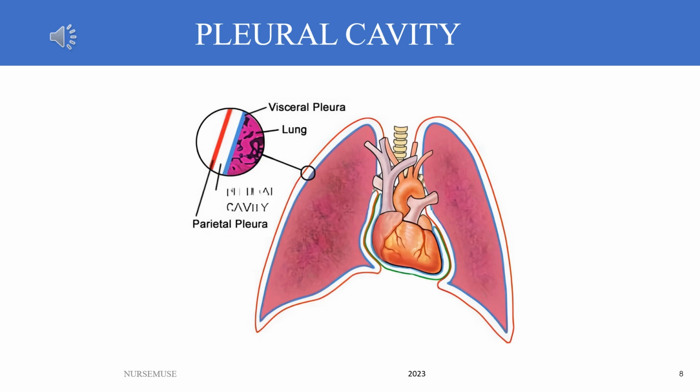Just to give you another visual of the lung and the lung spaces that we're talking about. So that purple part is the lung, the blue lining is the visceral pleura, and then we have the parietal pleura. And so we're talking about that white space, the white space in between the visceral pleura and the parietal pleura.